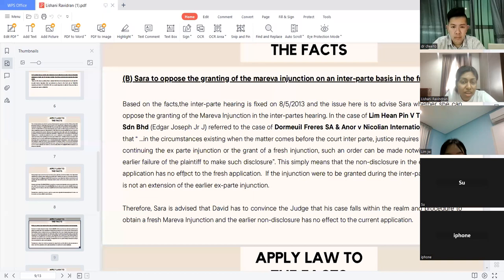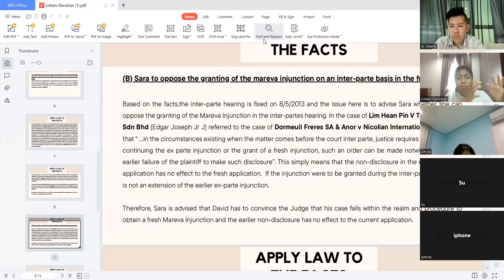What does it mean? This simply means that the non-disclosure in the earlier ex parte has no effect on the fresh application. So if you see the first one, he has breached all these rules, correct? Which we have discussed. But now when the matter comes inter partes before the court, they will disregard your earlier failure, whatever mistake that you have done in your ex parte. Because why? Based on this case, Justice Edgar Joseph Jr. has stated, when it comes before me inter partes, it's a fresh application. It's a fresh case. I will consider it based on the merits of the application itself. I will not bother whether earlier you did or didn't do something.